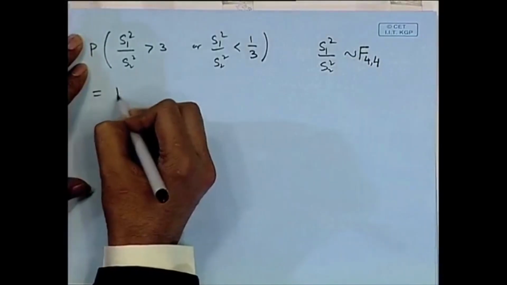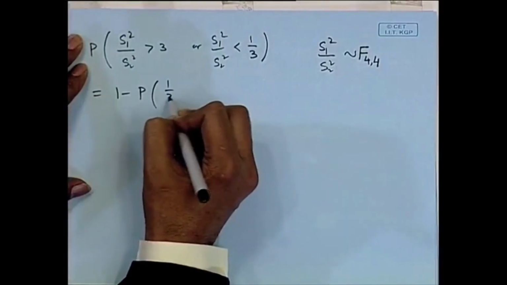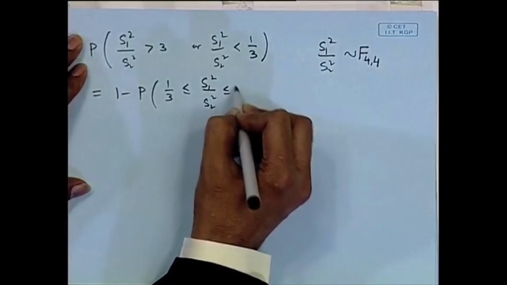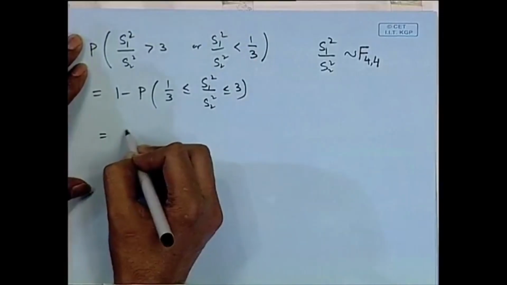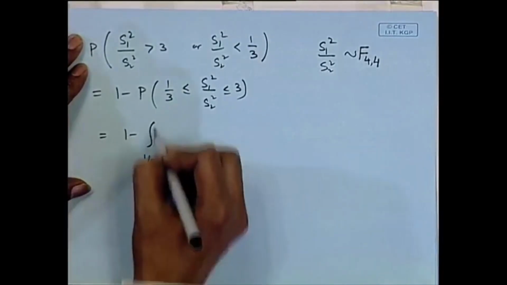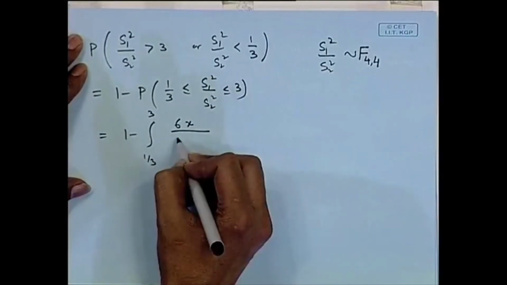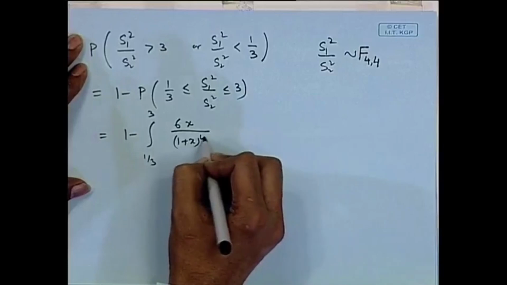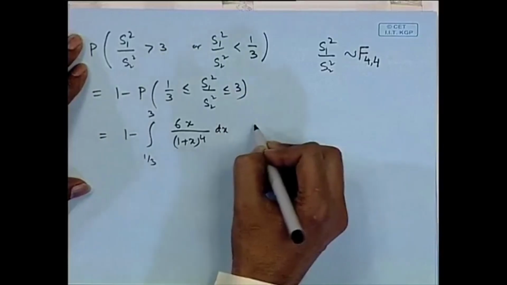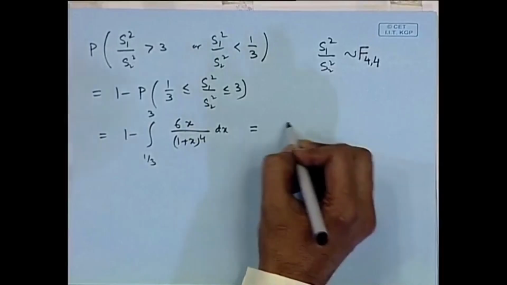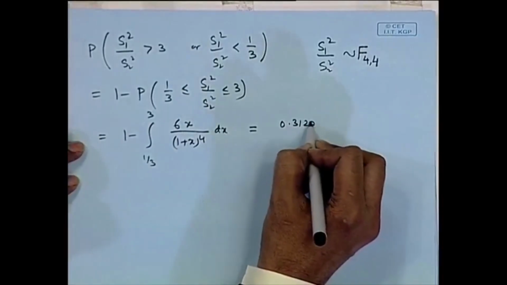So, we can write this as 1 minus probability that 1 by 3 is less than or equal to S1 square by S2 square less than or equal to 3, and this is 1 minus the integral from 1 by 3 to 3, where the density function of F44 is 6x divided by (1 plus x) to the power 4. So, this integration can be done easily and the value turns out to be 0.3125.